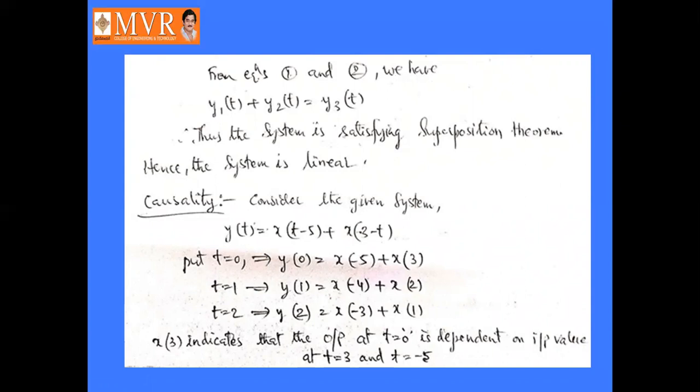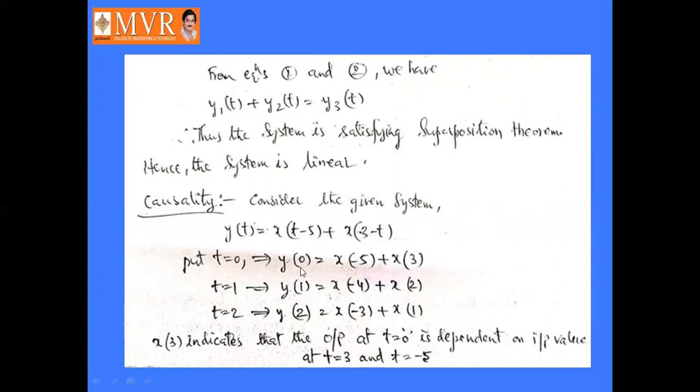Then coming to causality. Consider the given system y of t is equal to x of t minus 5 plus x of 3 minus t, right? So put t equal to 0 in the above expression. So y of 0 becomes x of 0 minus 5, that is x of minus 5, plus x of 3 minus 0, that is x of 3. If we put t equal to 1, y of 1 equals x of 1 minus 5, that is x of minus 4, plus x of 3 minus 1, x of 2. Similarly for t equal to 2, y of 2 equals x of 2 minus 5, x of minus 3, plus x of 3 minus 2, x of 1.